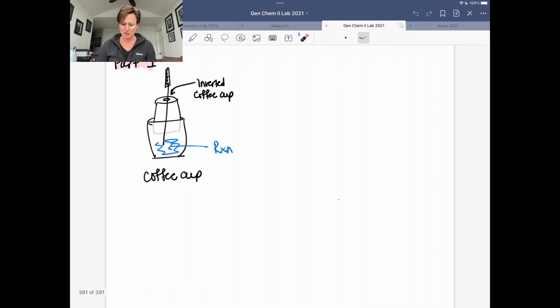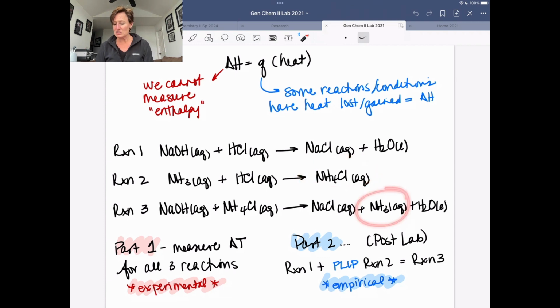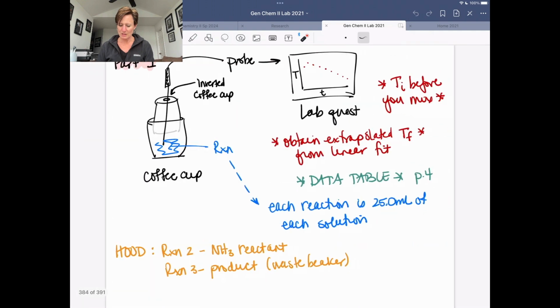Remember, let's flip back here and look, we're generating salt water. We're generating ammonium chloride, so essentially that's a salt. And again, this one's the problematic one because we're generating ammonia in that process. Okay, these 2 can go down the drain. This one, because of the ammonia that we're generating, go ahead and let that sit in the hood and we'll take care of it afterwards.